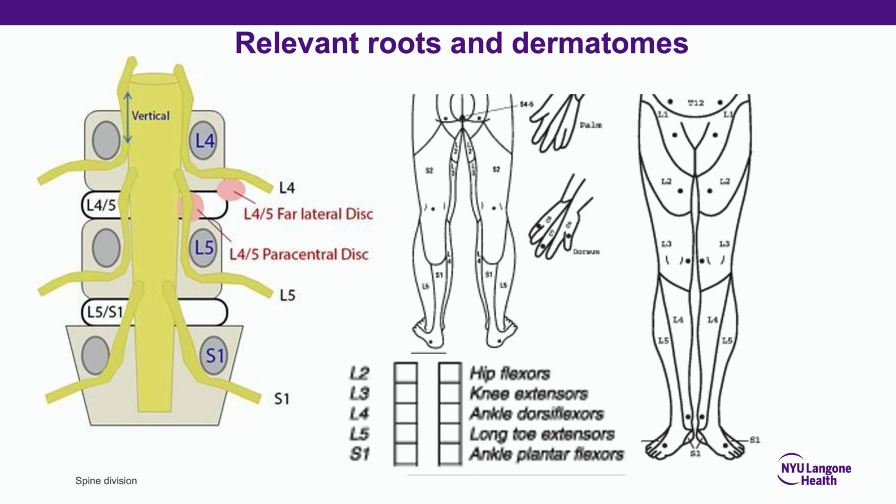When we're talking about dermatomes, there are different pictures in different anatomical atlases. Usually L1 is the groin, L2 is the anterior thigh, L3 is lateral thigh and knee, L4 is the anterior shin, L5 lateral, and S1 is the bottom of the foot, the plantar aspect of the foot, and the first web space.